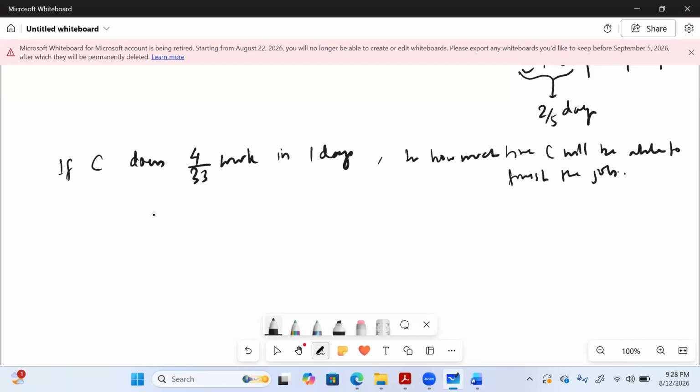वैसे ही चलेंगे हम लोग। We will let C work day by day. So every day C will be able to complete 4/33 part of the job. So how many full days will she work? पूरे पूरे कितने दिन काम करेंगी? 8 days. 8 days.